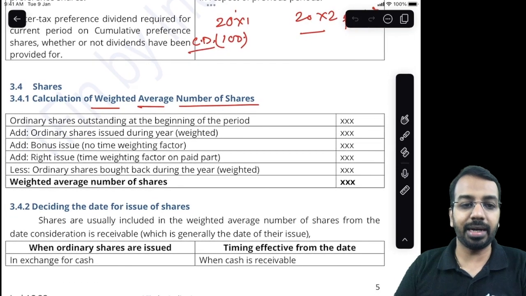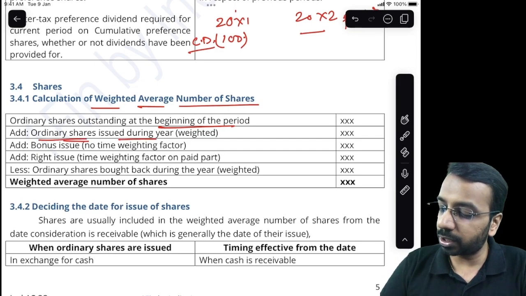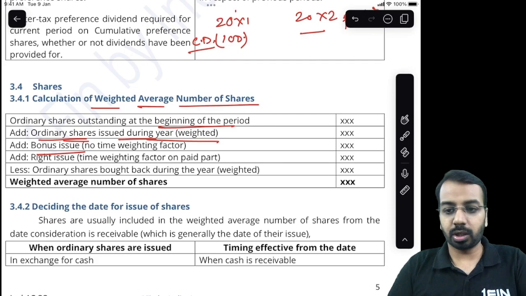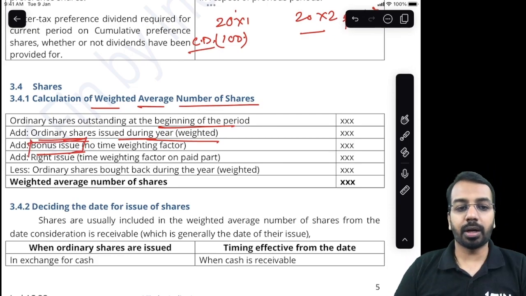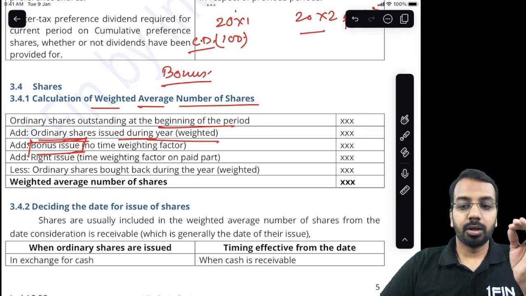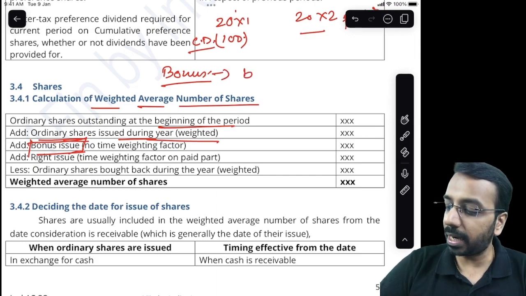So when we calculate weighted average number of shares, you take the opening balance, weighted average of shares issued during the year, bonus issued. Now one thing you have to understand, I'll not go into the logic in too much depth. When we talk about bonus issue, what we need to understand is, for bonus issue, you will not take time weighted factor. You will assume that these were issued at the beginning of the year.